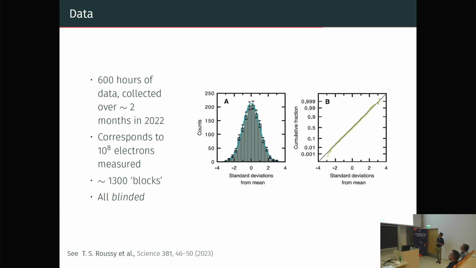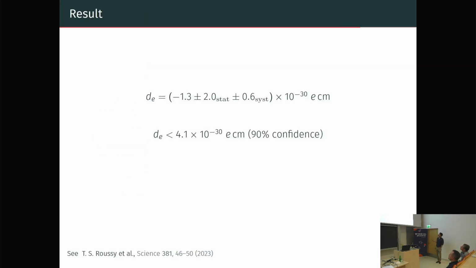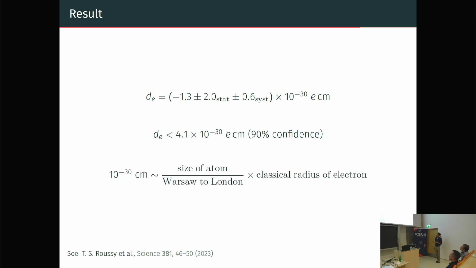Okay, I think I'm basically out of time, so I will skip to the conclusion, which is that we measured the electron EDM to be less than 4 times 10 to the minus 30, which is an improvement by about a factor of 2 on the previous state of the art.